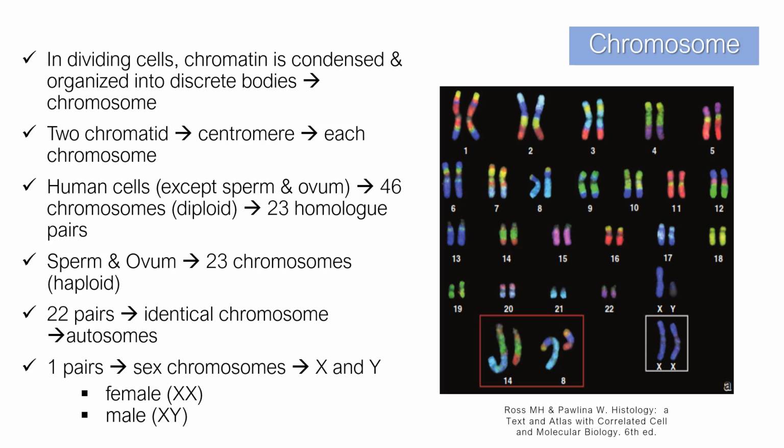Germ cells such as sperm and ovum have 23 chromosomes, called haploid. These 22 pairs of identical chromosomes are called autosomes, and this is the sex chromosome. This is for the male and this is for the female. And this red box inset shows an abnormality in chromosomes 14 and 8.